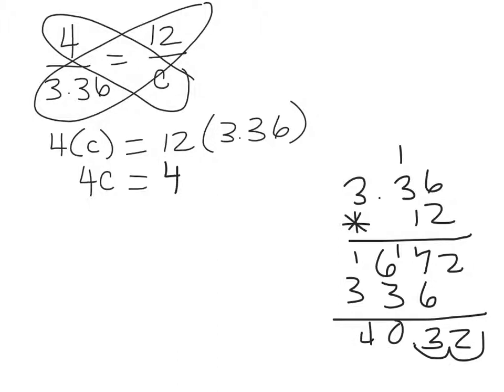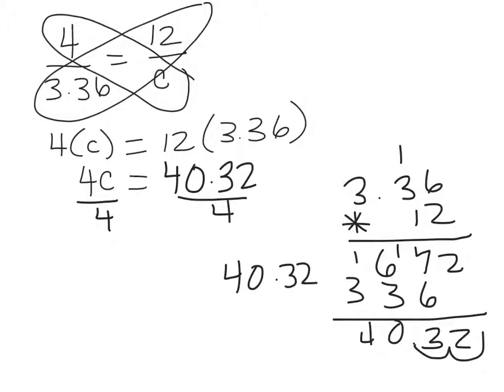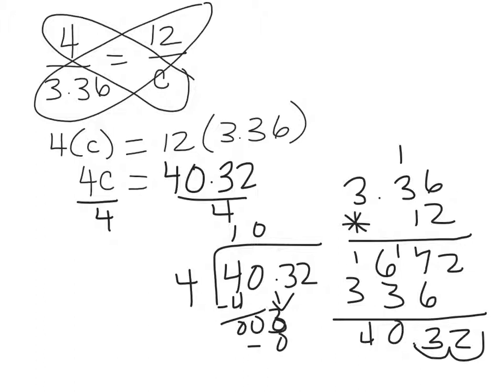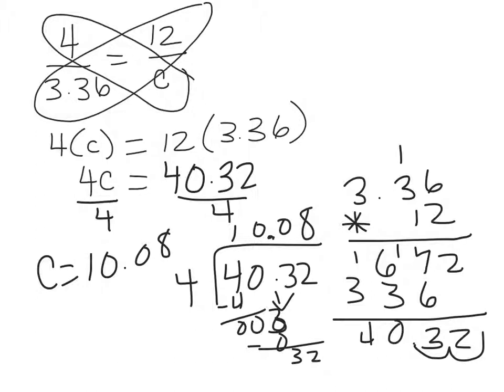So I get 4C is equal to $40.32. And then I have one more step, which is divide both sides by 4. Okay? So I'm going to do $40.32 divided by 4. Okay, that's 1. That's 0. 3 is 0, right? Sorry, I'm running out of space here. 8. So I get C is equal to $10.08. Okay? What do you think?